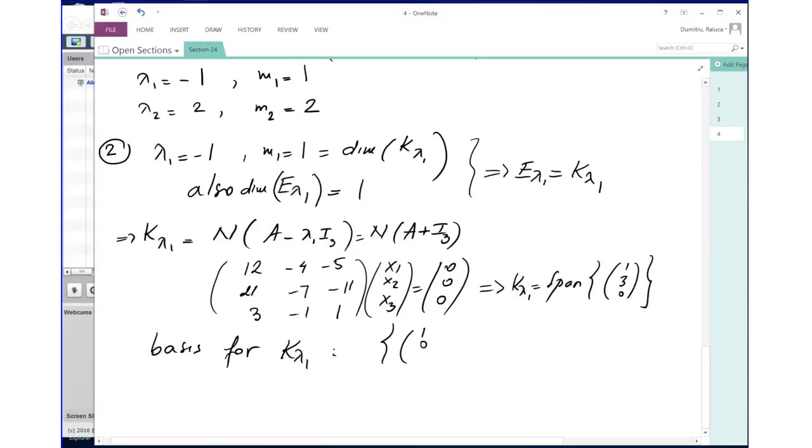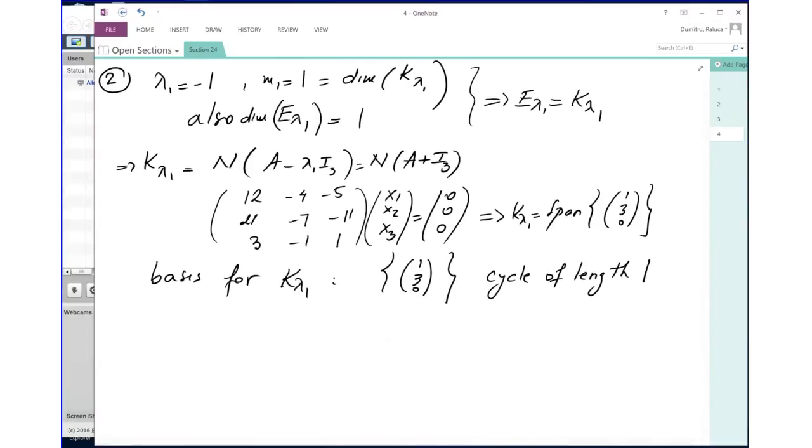It is a set containing a single vector, which is an eigenvector, right? It is a cycle of length 1, as we've seen before. So what kind of block will it produce in the Jordan canonical form? A nice 1-by-1 block that will have negative 1, that eigenvalue that created everything here. Okay, so because of this, we'll throw a 1-by-1 block in the Jordan canonical form. Well, let's keep going.